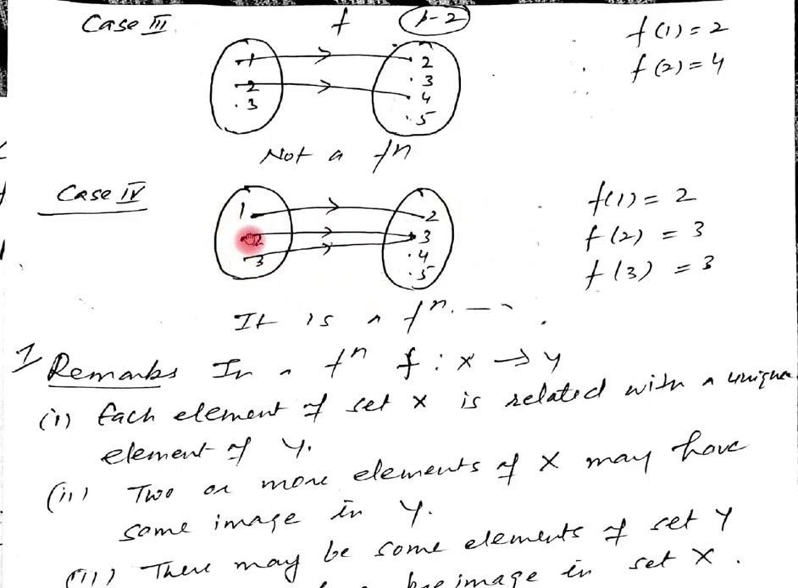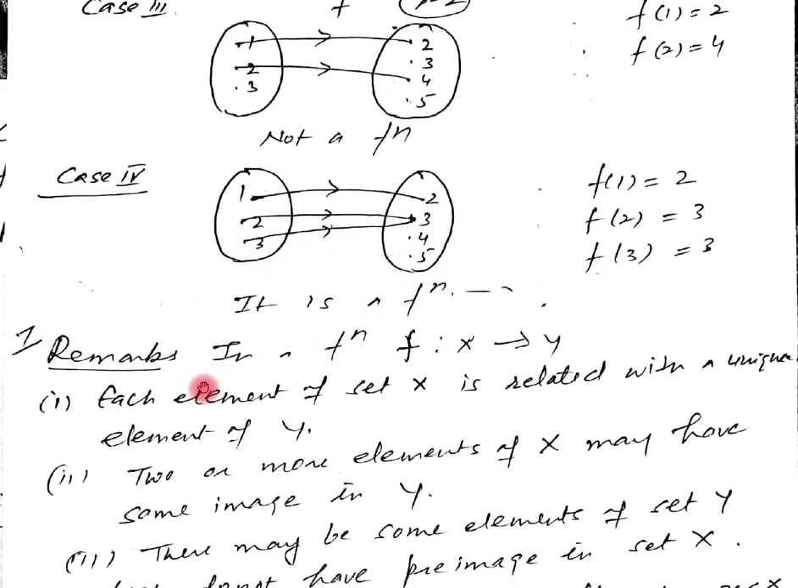No doubt these two elements have the same image, but they have only one image. f of 1 is 2, f of 2 is 3, f of 3 is 3. Every element of x has only one image in y, so it is a function.